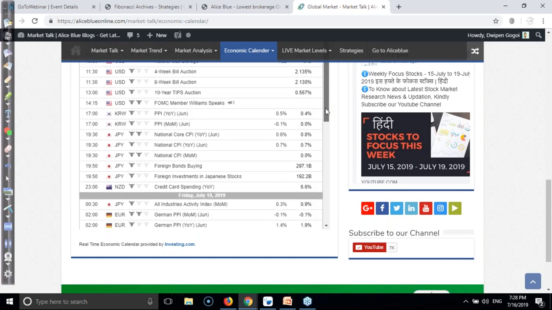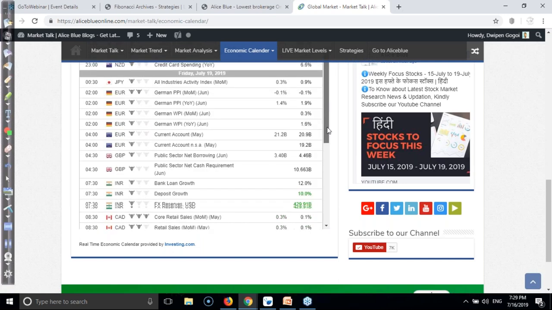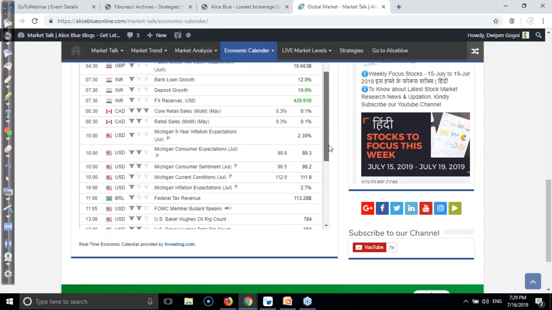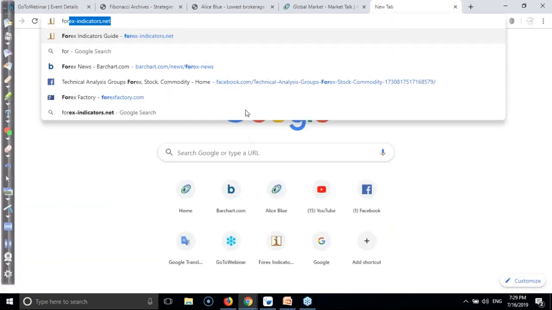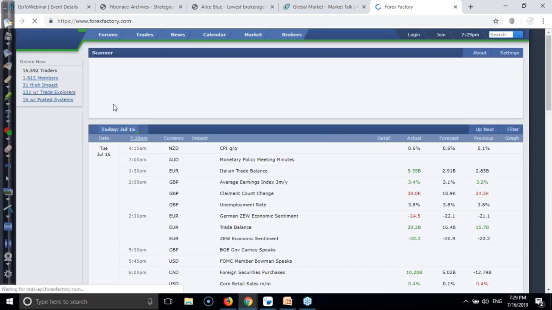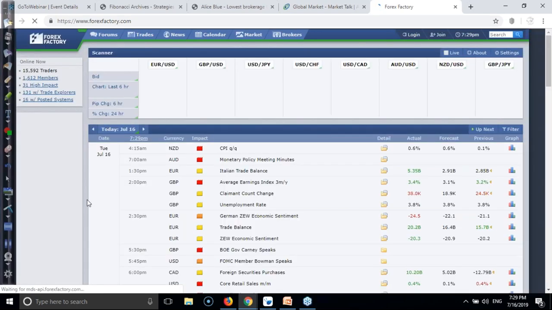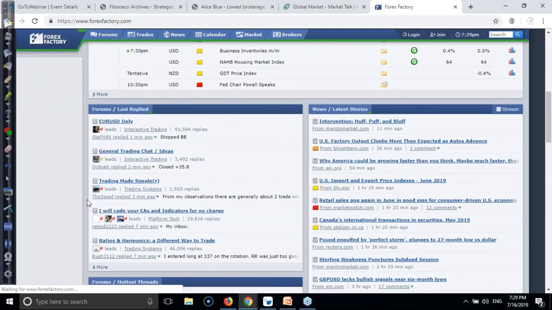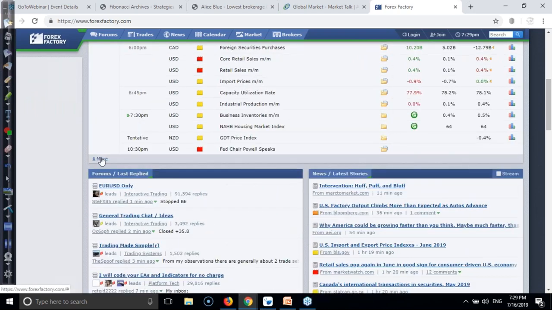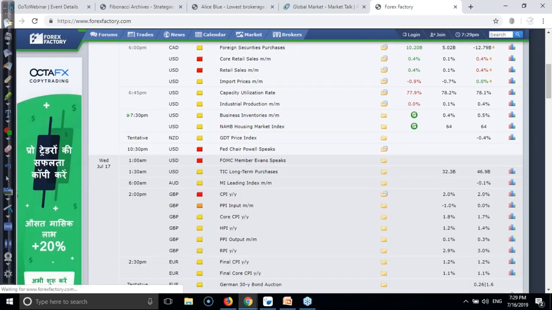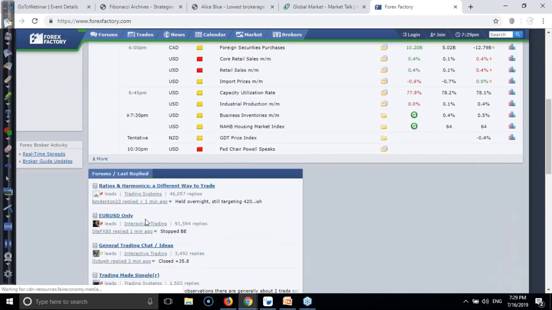Or another thing, you can visit another web page, and if you are not able to understand, then you can just visit Forex Factory. You just visit there, and there will be a Forex calendar here, and you can see this is Tuesday, and if you want to see more, click here and the whole calendar will be displayed.